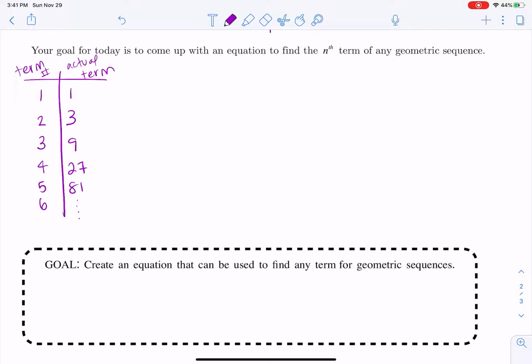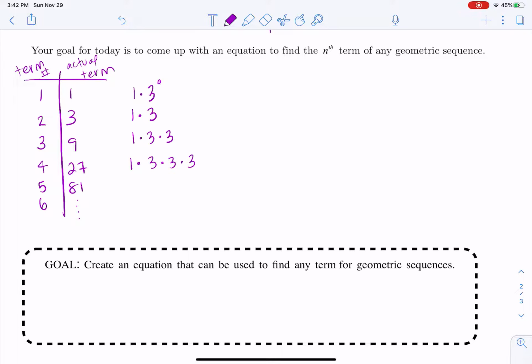And since I'm multiplying to get from one term to the next, I know that I am talking about an exponential function or an exponential equation here. So if I look, it looks like my first term is 1 times 3 to the 0 power, which is 1 times 1, which is 1. My second term is 1 times 3. My third term is 1 times 3 times 3. My fourth term is 1 times 3 times 3 times 3.